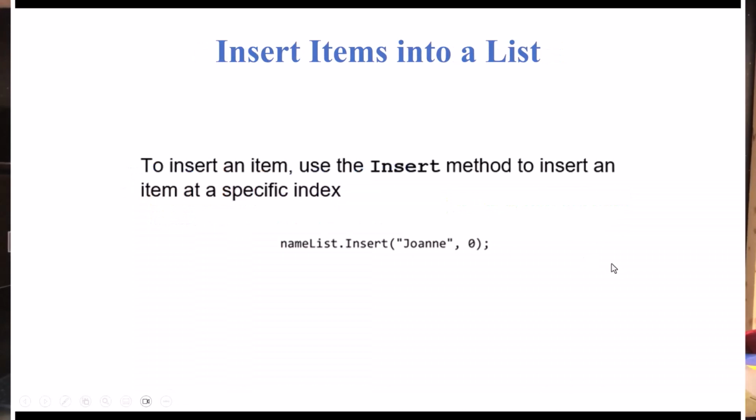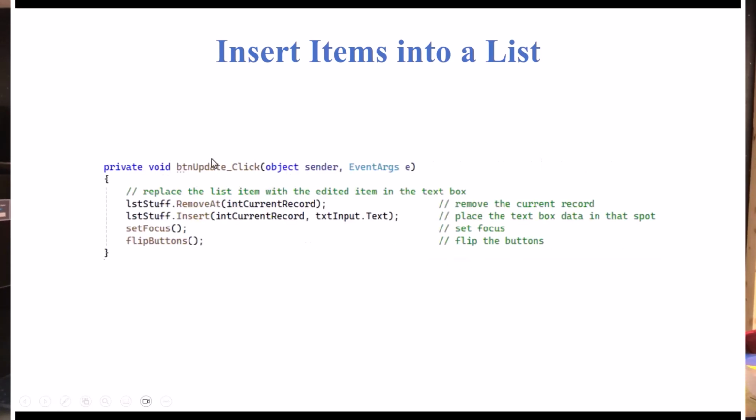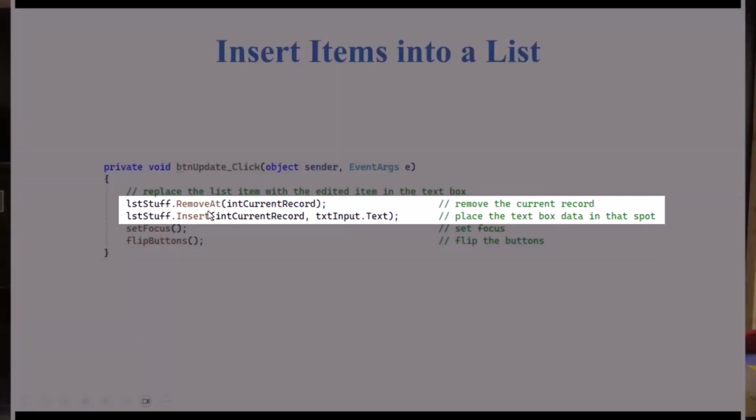Next, inserting items into a list. To insert an item, you use the insert method to insert an item at a specific index. So namelist.Insert Joanne at index 0. So the very first item is going to become Joanne here. On my button update here in the anything database list version, we actually do the RemoveAt.